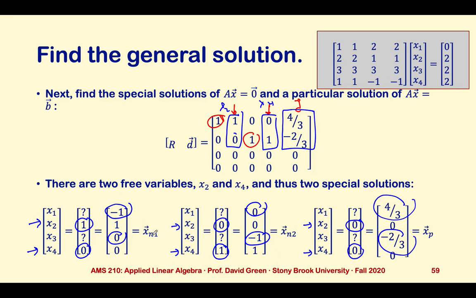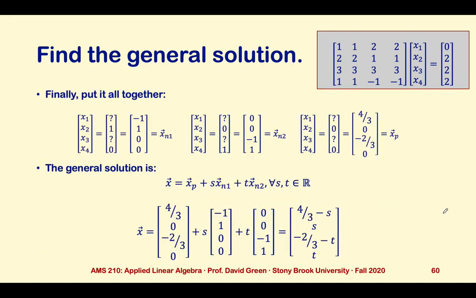Now that we've identified our two special solutions and our particular solution, we can write down our general solution. The general solution is our particular solution that we just found, plus any possible linear combination of our two special solutions.